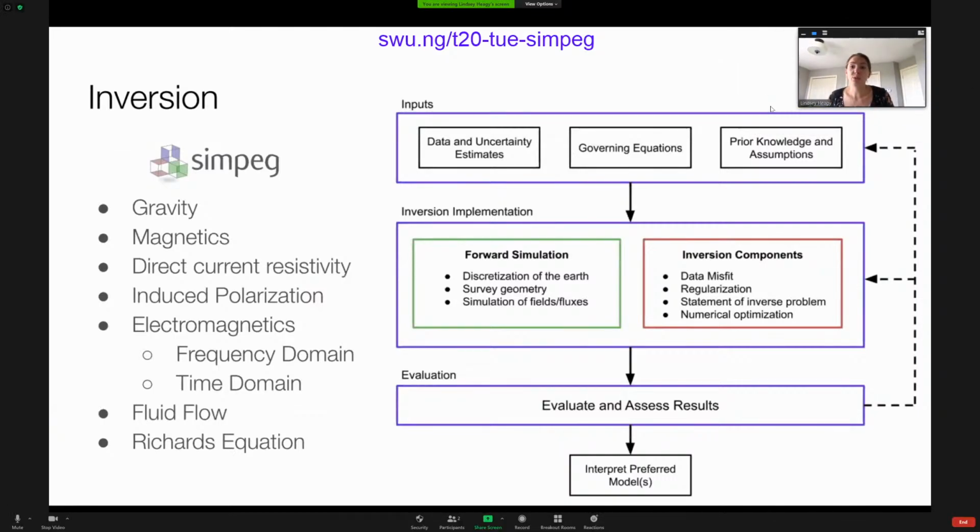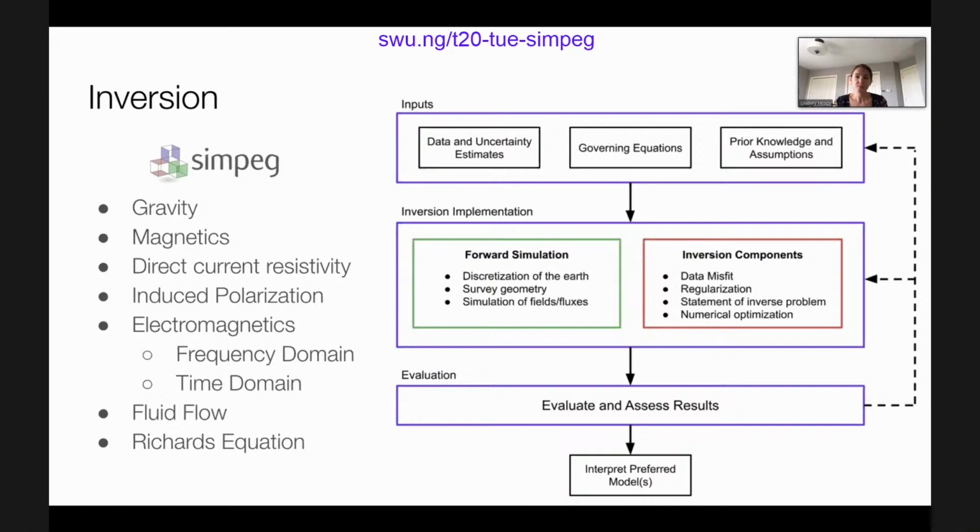So what are we up against when we talk about inverting data? We've got our data and hopefully some uncertainty estimates that give us a sense of how much we trust those data. We also have our governing equations. For DC resistivity, we're starting with the static Maxwell's equations. And then we might also know something about the geology of the area, so we might know what rock units we're expecting to see. Maybe we have some well logs that give us information about the physical properties of the rocks we're going to be encountering. So these are all of our inputs.